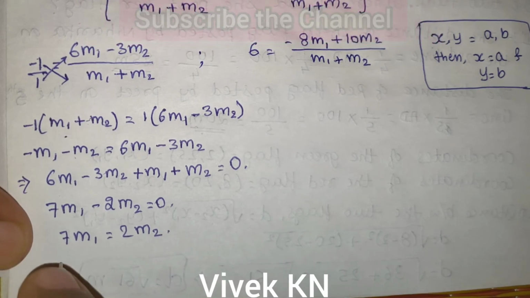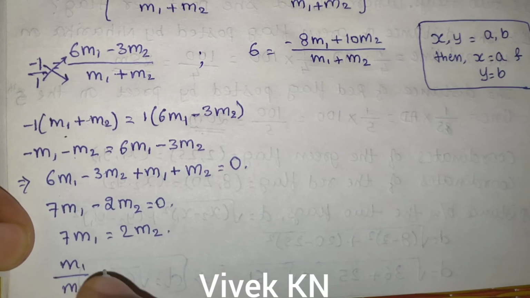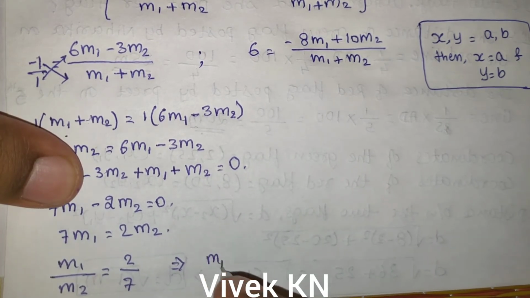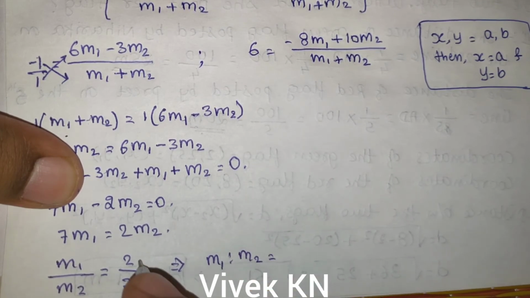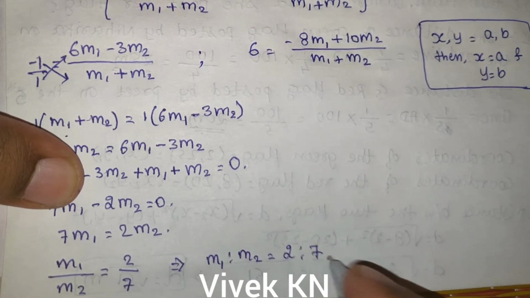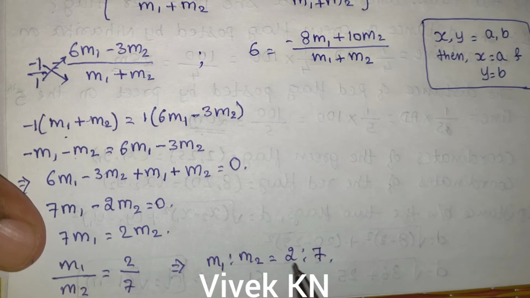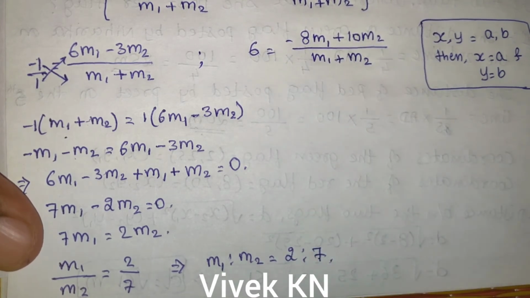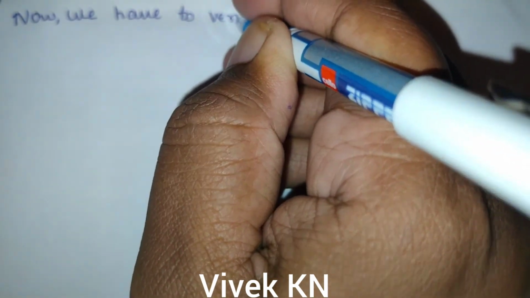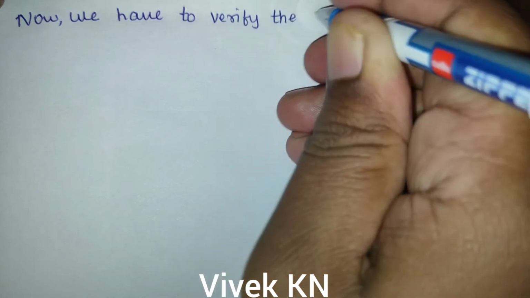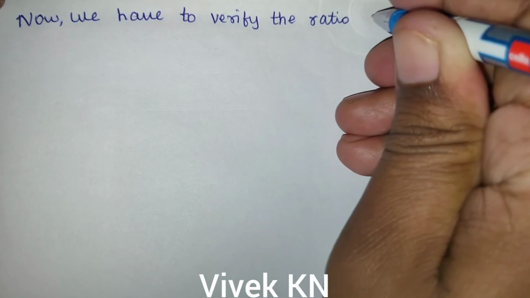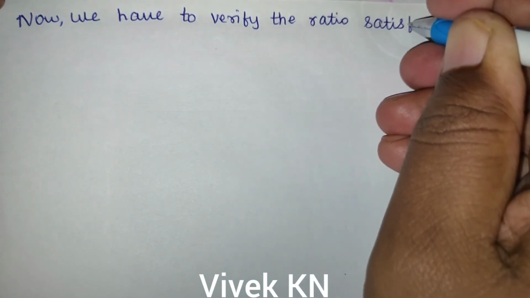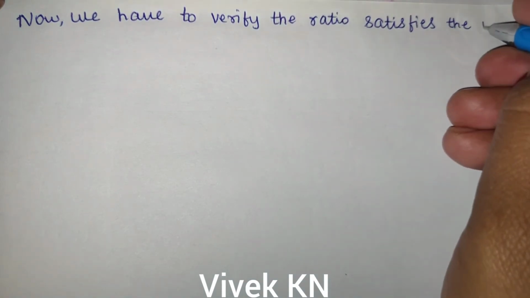Rearranging these terms, we get m1 divided by m2 is equal to 2 divided by 7. That is, m1 is to m2 is equal to 2 is to 7. Now we have to verify that this ratio satisfies the y coordinate also.